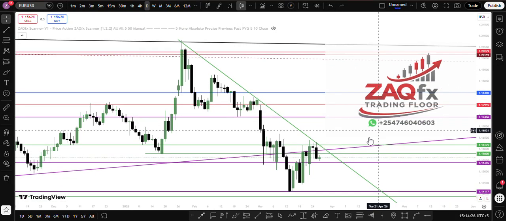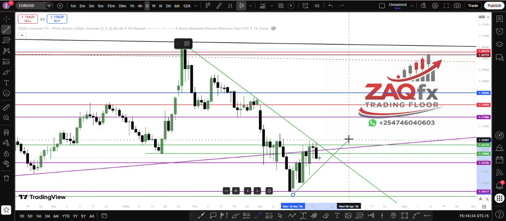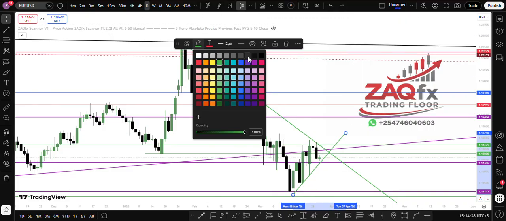Now, on a daily chart, we have an upper. We can just say do black right here. I can see right there. If you just do black for easy.